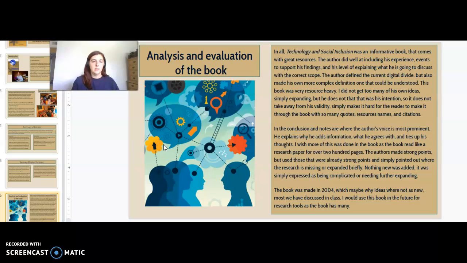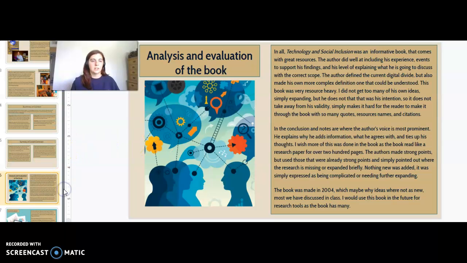Also, it should be noted that the book was made in 2004, which might be why there's not a whole lot of new and innovative ideas. It's all just expanding on previous ideas, and now that we've had a lot more research done, we're learning about more information that's definitely new and more productive and just better because it is more connected to our time right now.